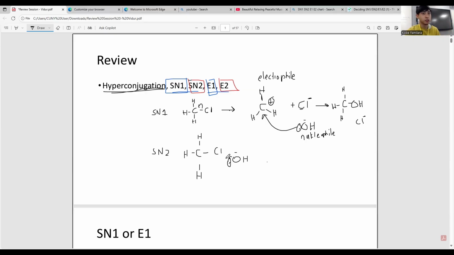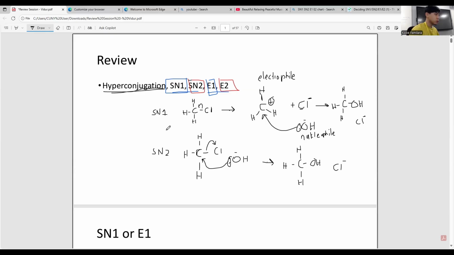In the SN1 reaction, there are actually two steps: the chlorine leaving on its own, and then the nucleophile attacking the electrophile. But in SN2, it all happens in one step. The hydroxide attacks that electrophilic center, and the chlorine leaves because that carbon can't have more than 4 bonds. And so you get pretty much the same product: that alcohol over here and then the chlorine.